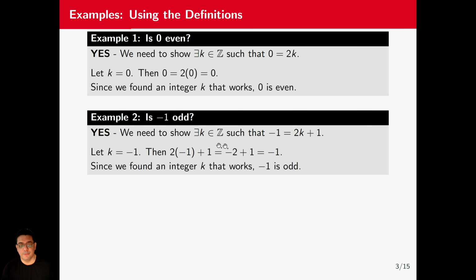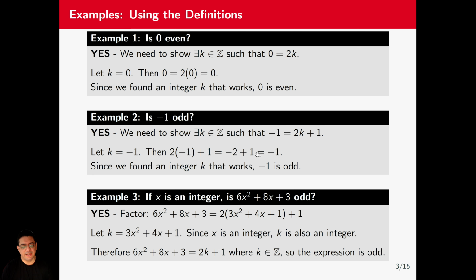Now, -1 is an odd number. To prove that it's odd, we need a k so that -1 can be represented as 2k plus 1. Well, if we set k to be -1, then we get 2 times -1 plus 1, which is -2 plus 1, or -1. So indeed, we found the integer that makes it work, and -1 is odd.